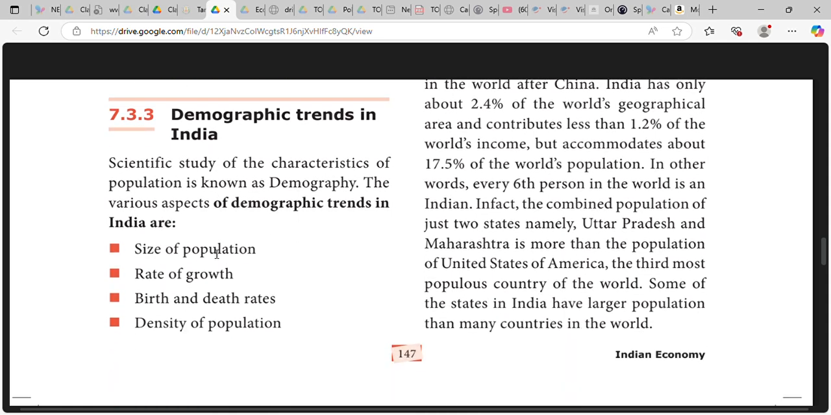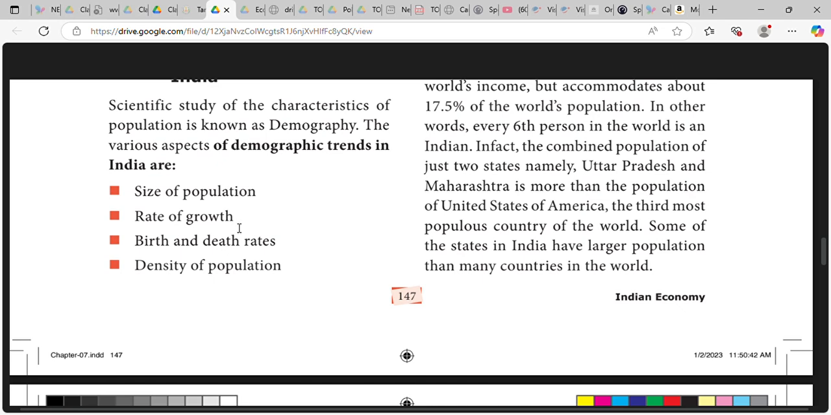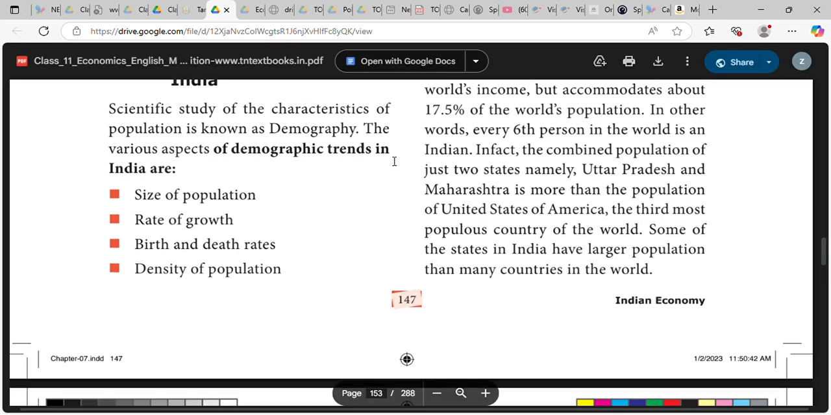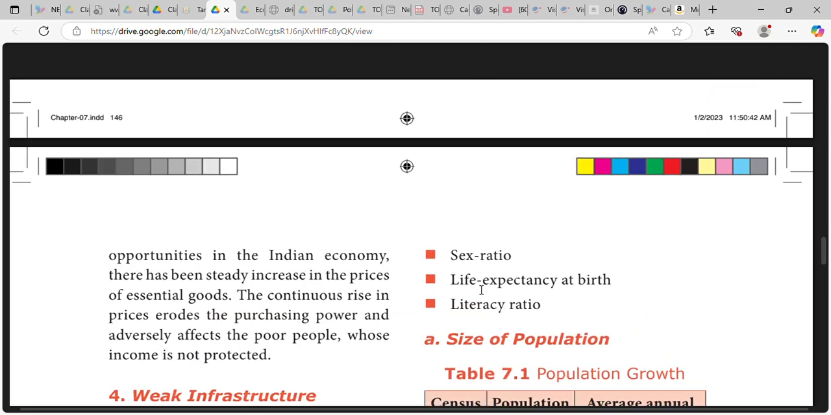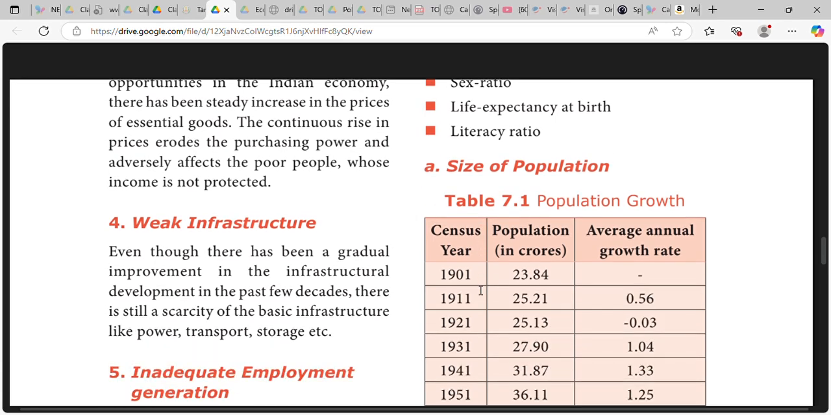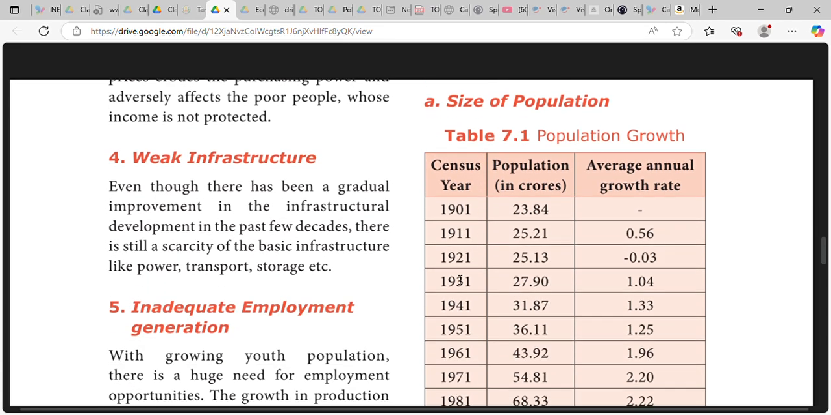Demographic trends in India. The various aspects of demographic trends in India are size of population, the rate of growth, birth and death rates, density of population, sex ratio, life expectancy at birth, literacy ratio.